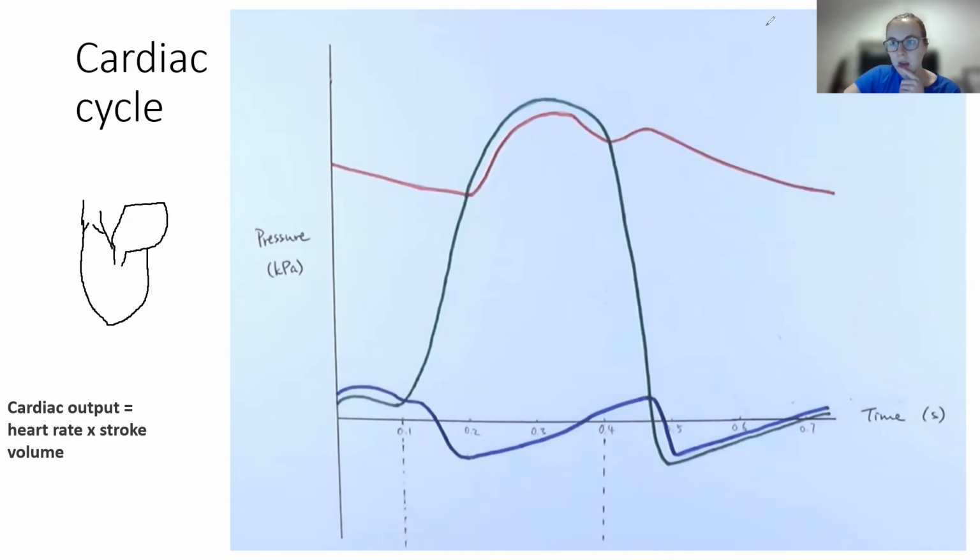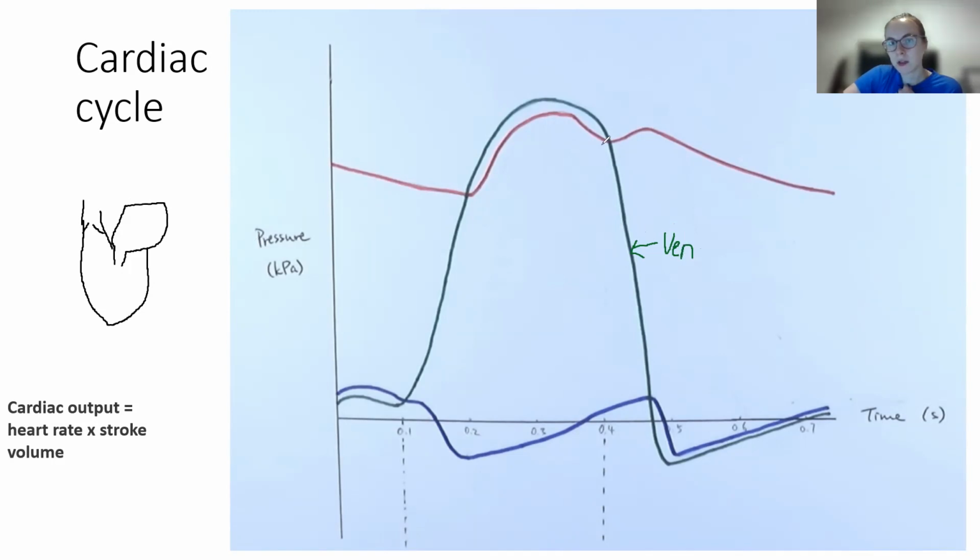So what we need to label on here is, what do these lines mean? This one here is going to be the pressure inside our ventricle, so I'll put ven.